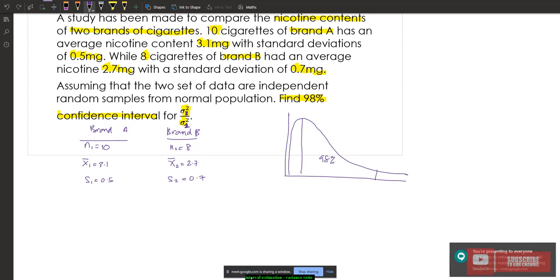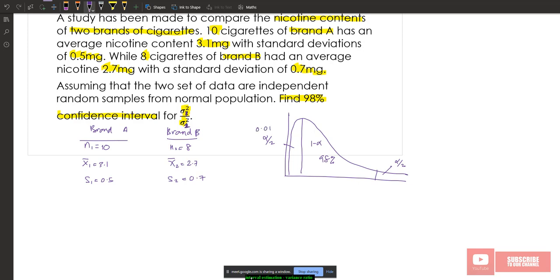So 98%, this is your 1 minus alpha. So this is alpha divided by 2, alpha divided by 2, which is 0.02 divided by 2, should be 0.01. This is also 0.01. So this is the rejection area, right? So we want to find this area.